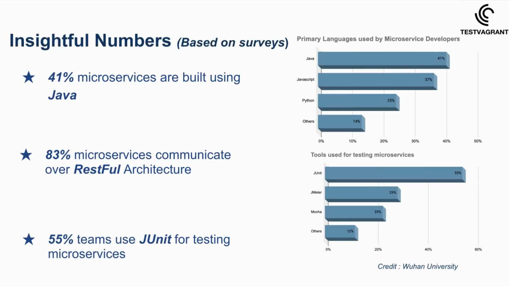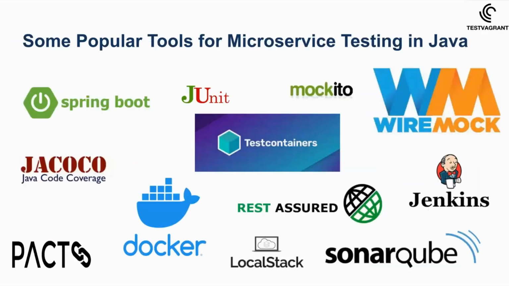But what we are going to share is more of a standard, or more of a set of strategies or tools which are quite prevalent and which we've used and seen working. Credit goes to Wuhan University, so some of these surveys were done by Wuhan University research, which happened, I think, a couple of years back. All right, so now with these numbers, let's move to some of the popular tools for microservices testing.